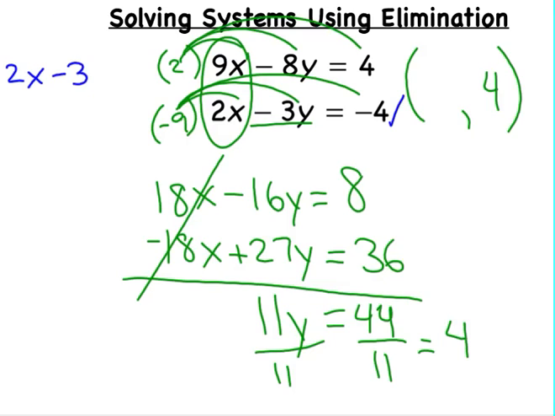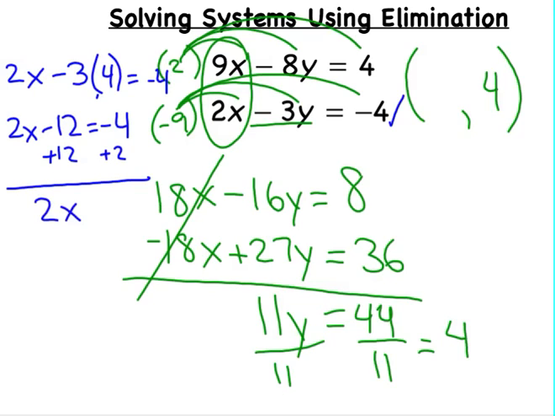So 2x minus 3, sorry, not y. We're replacing y with 4, equals negative 4. So I get 2x minus 12 equals negative 4. Add 12 to both sides. So I get 2x, I should be adding 12. 2x equals 8. Divide each side by 2, and I get x equals 4. So I get (4, 4).